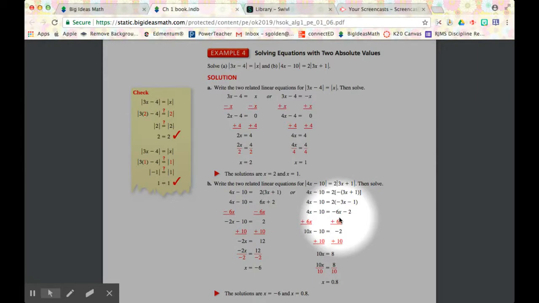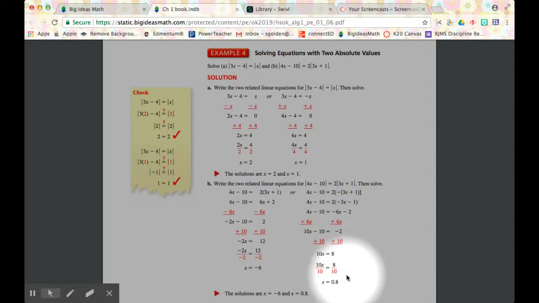So we get our variables together. So they added 6x to the other side. So 4x plus 6x is 10x minus 10 equals, and we're left with -2 over here. So we add this 10 over, just like we did on the other side, and I'm left with 10x equals 8. We divide by 10.